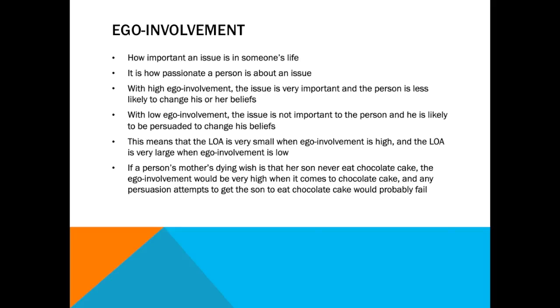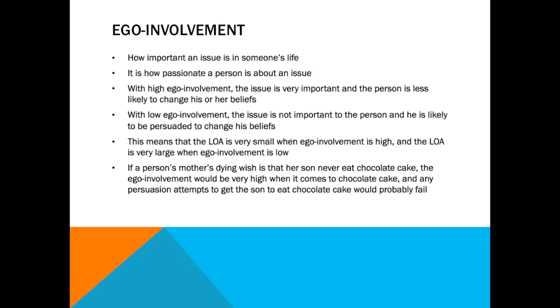And the ego involvement explains the size of each range. Ego involvement is how important an issue is in someone's life. It is how passionate a person is about an issue. With high ego involvement, the issue is very important, and the person is less likely to change his or her beliefs. With low ego involvement, the opposite is true. The issue is not important, and he will change his beliefs. Like, I don't really care about chocolate cake, so, sure, I'll eat it. Why not? This means that the LOA is very small when ego involvement is high, and the LOA is very large when ego involvement is low.